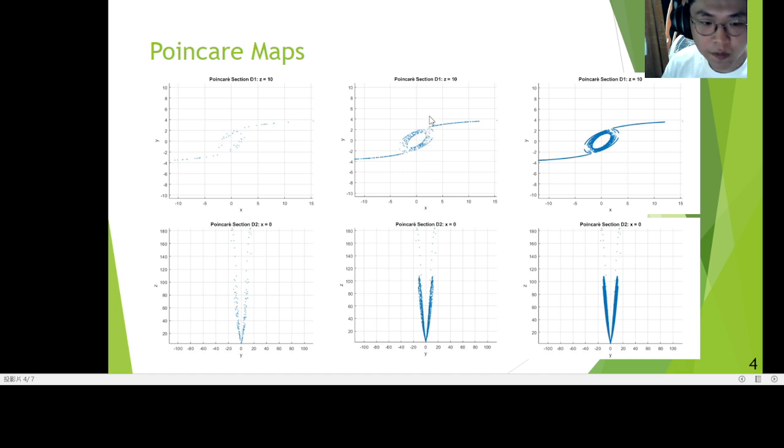And second, T-span 500. As the time range increases, the system behavior becomes less regular. The points start to spread out, indicating the beginning of chaotic behavior. This shows the system is becoming more sensitive to initial conditions.